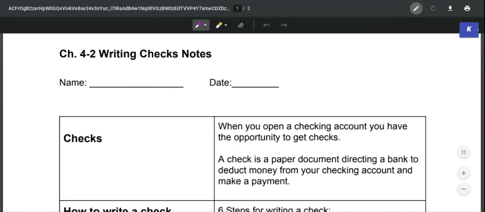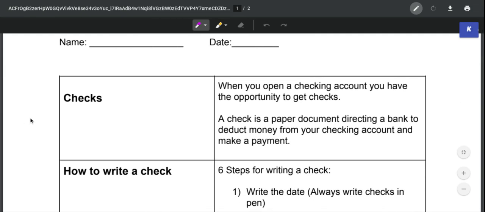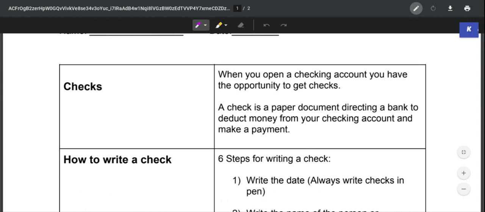The second section for chapter 4 deals with writing checks. So pretty much just going to go through what a check is and how to write checks. Checks are, when you open your checking account, you have the opportunity to get checks. And I suggest you do it just because it kind of leaves a paper trail of your actual money.